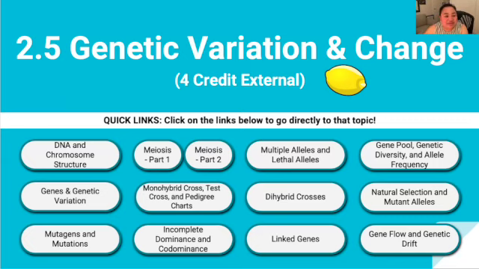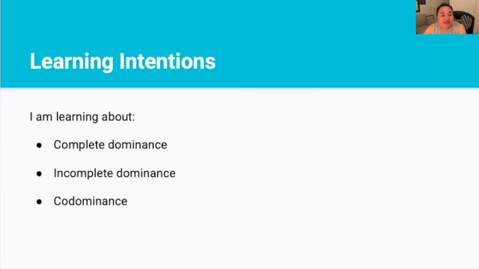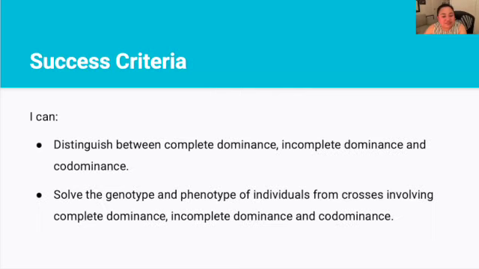This is video 7. In this video, you'll be learning about the 3 genetic inheritance patterns of complete dominance, incomplete dominance, and codominance. By the end of this video, you should be able to distinguish between complete dominance, incomplete dominance, and codominance, and you should be able to solve the genotype and phenotypes of individuals from crosses involving these types of inheritance patterns.